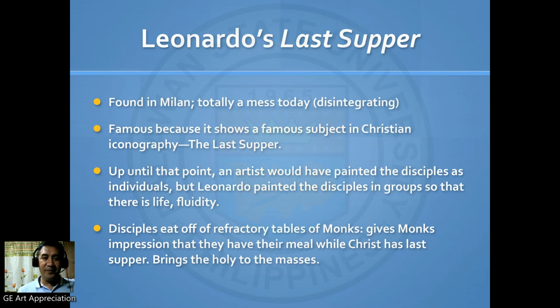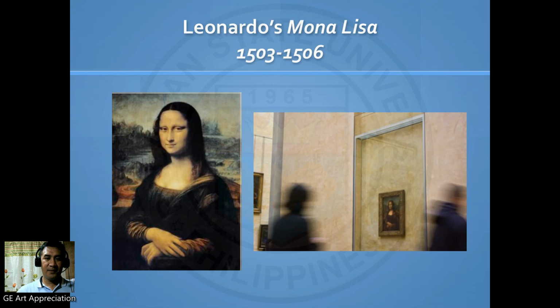It says here, it is famous because it shows a famous subject in Christian iconography, the Last Supper. Up until that point, an artist would have painted the disciples as individuals, but Leonardo painted the disciples in groups so that there is life, fluidity. Here we have Leonardo's Mona Lisa in 1503 to 1506.